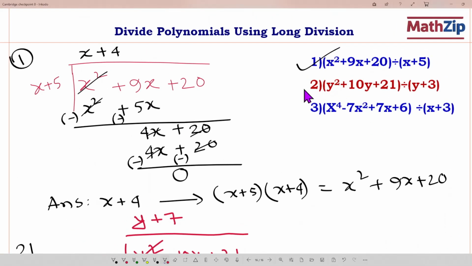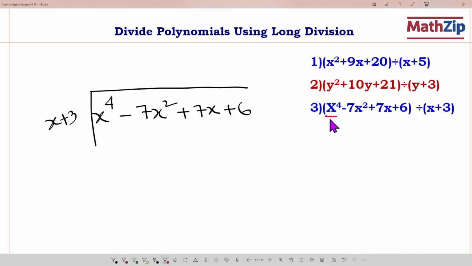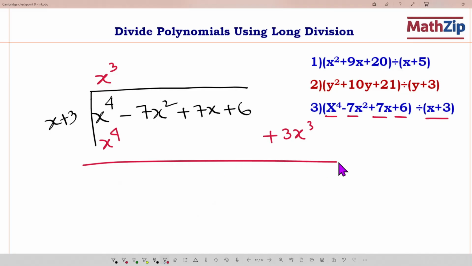So question 2 done. Third question, x to the power 4 minus 7x square plus 7x plus 6, we will divide by x plus 3. So first, x to the power 4 divided by x. Here is x cube. So x to the power 4 and times 3 with x cube, it will be plus 3x cube. Then sign will be changed, right? So x to the power 4 and x to the power 4 out.